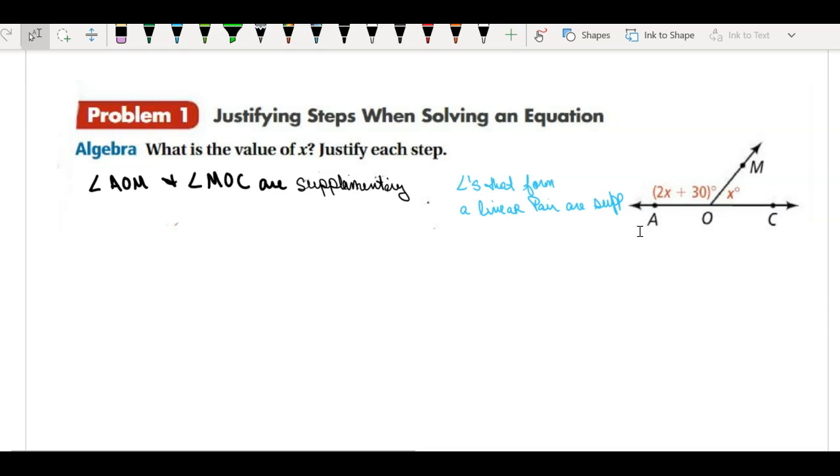Now we're ready to write our next step. The next thing we're going to do is say the measure of angle AOM plus the measure of angle MOC is equal to 180 degrees. And the reason we're going to give for that is basically the definition of supplementary angles.